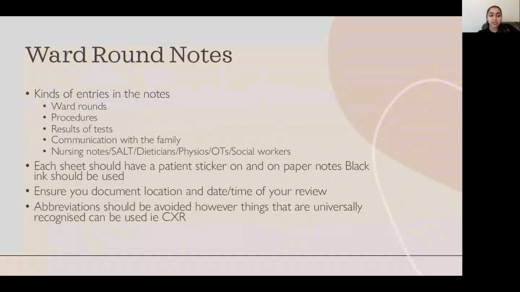A good way I was taught to write ward round notes is to write who's in the ward round. If it's consultant X, then you'd write consultant X, and then you go through their NEWS scores, their bloods, any recent tests they've had, and then you can write what you talked about with the patient and any examination. When you're writing, just remember not to use abbreviations that could be interpreted in different ways. Chest X-ray as CXR is fine, but I wouldn't write things that other people might not know.